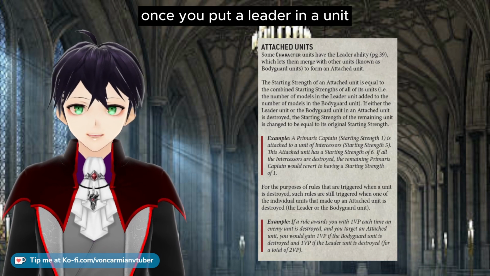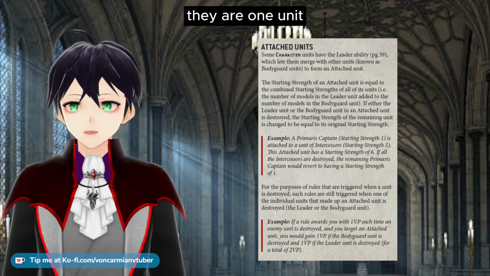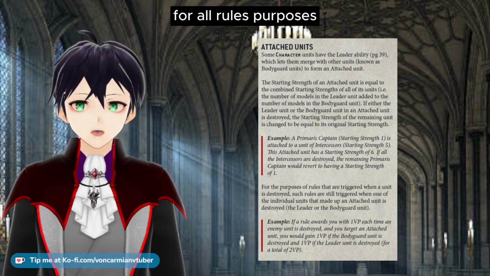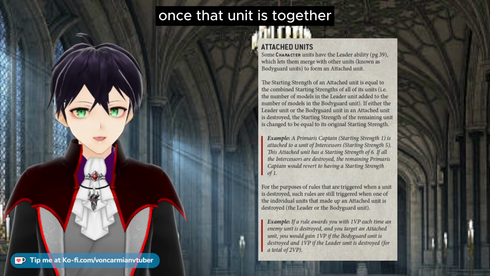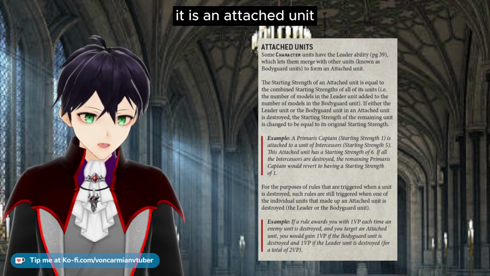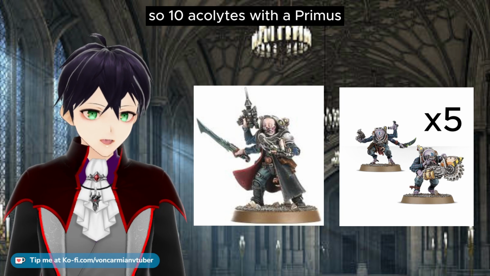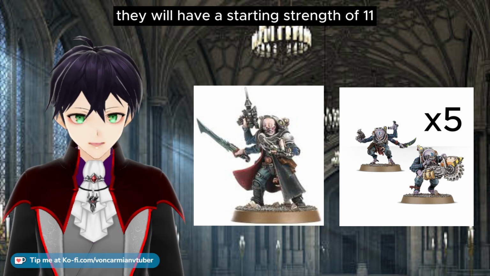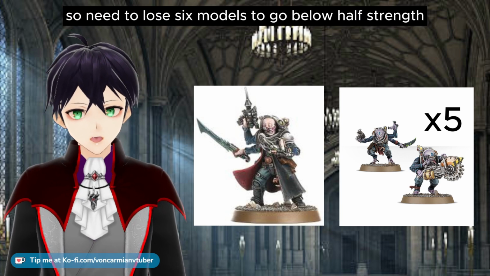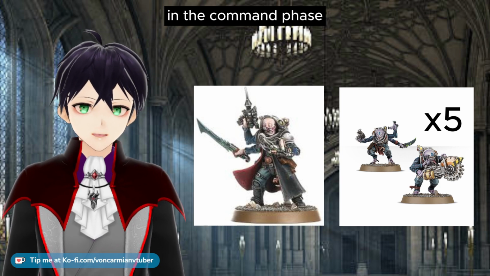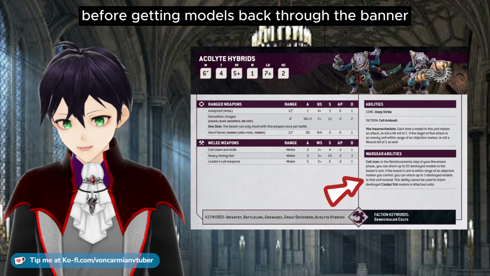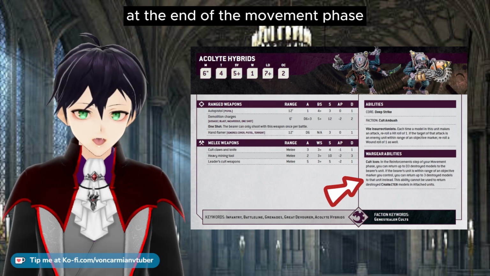Once you put a leader in a unit, which you do before deployment, they are one unit for all rules purposes. Once that unit is together, it is an attached unit. So 10 acolytes with a Primus, they will have a starting strength of 11. So it needs to lose 6 models to go below half strength and then have to take a battle shock test in the command phase, before getting models back through the banner at the end of the movement phase.